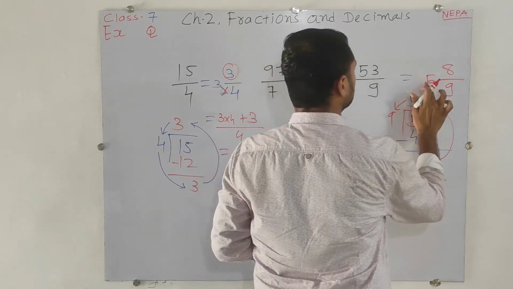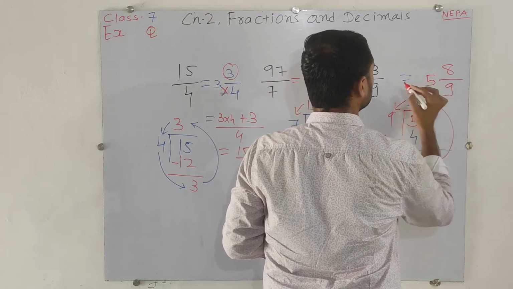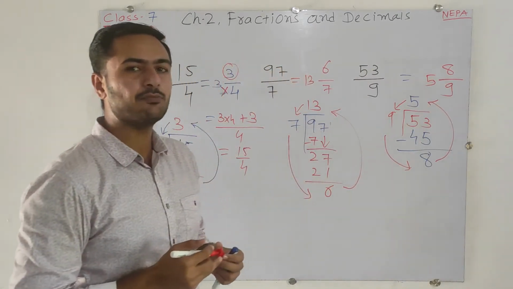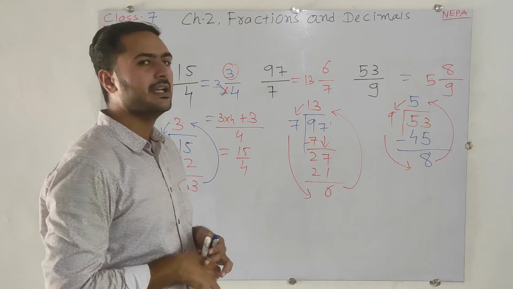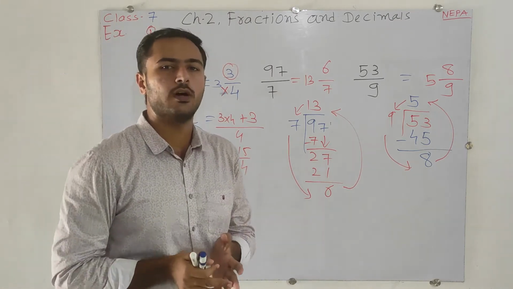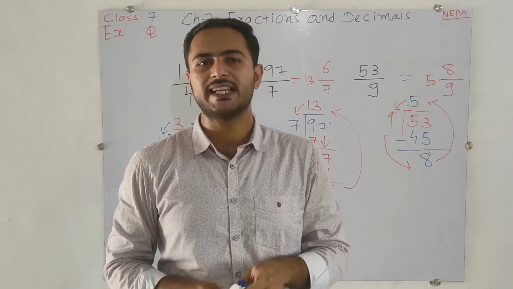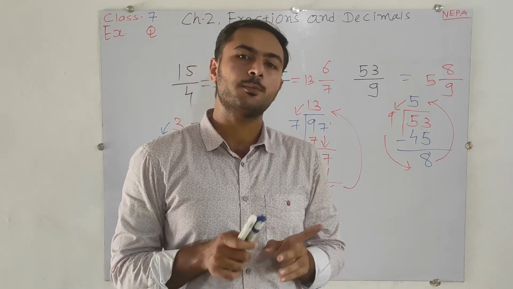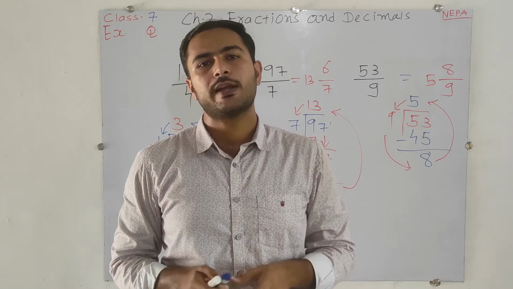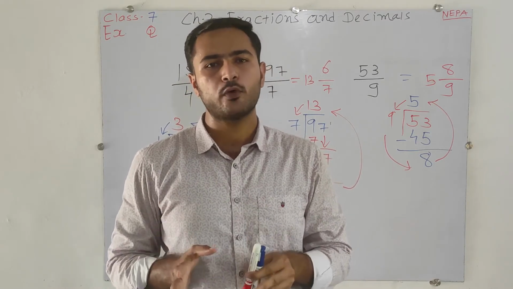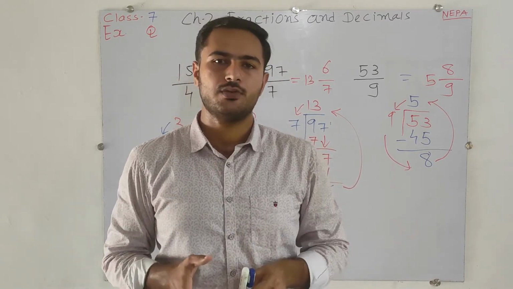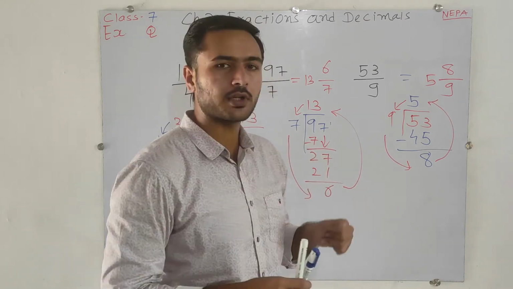So the answer is 5 integer 8 by 9. So this is how we can convert an improper fraction into a mixed fraction. Just remember one thing, we cannot convert a proper fraction to a mixed fraction. We can convert only and only an improper fraction to a mixed fraction. Now just pause the video and note it down.